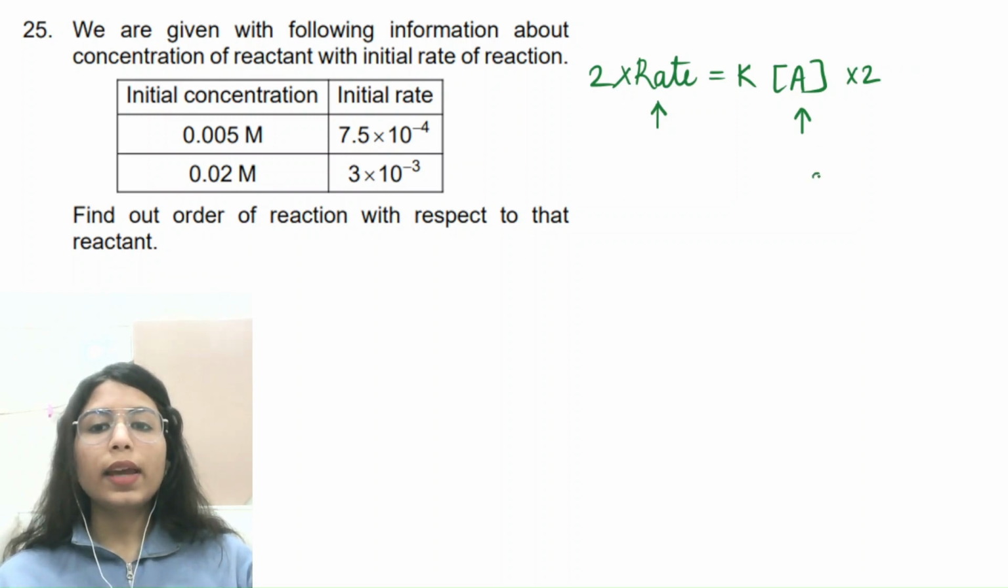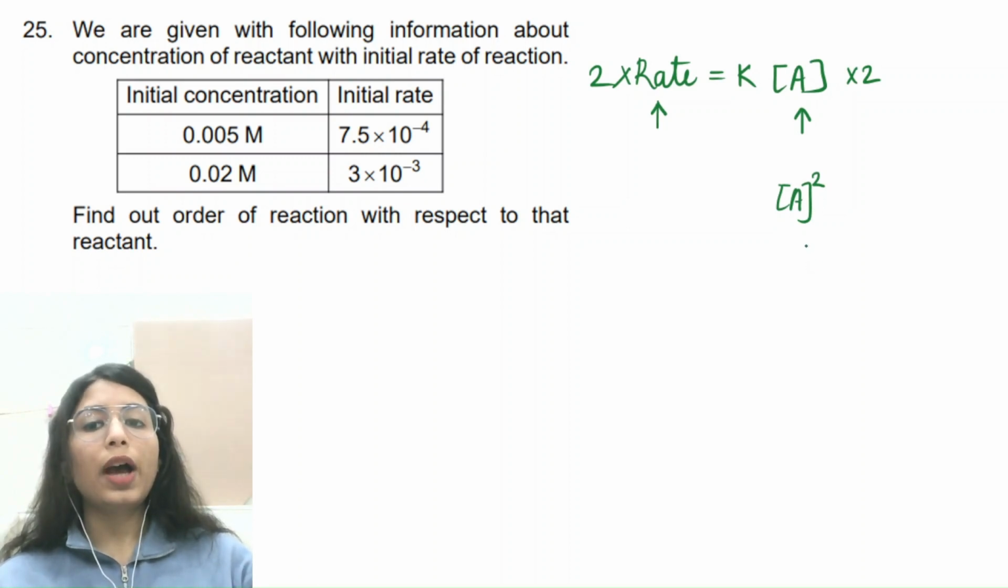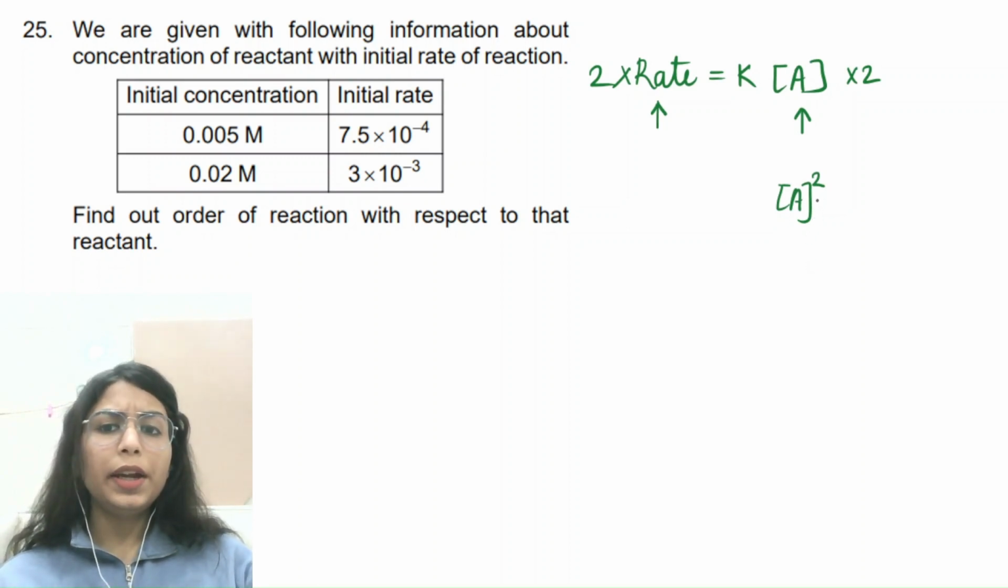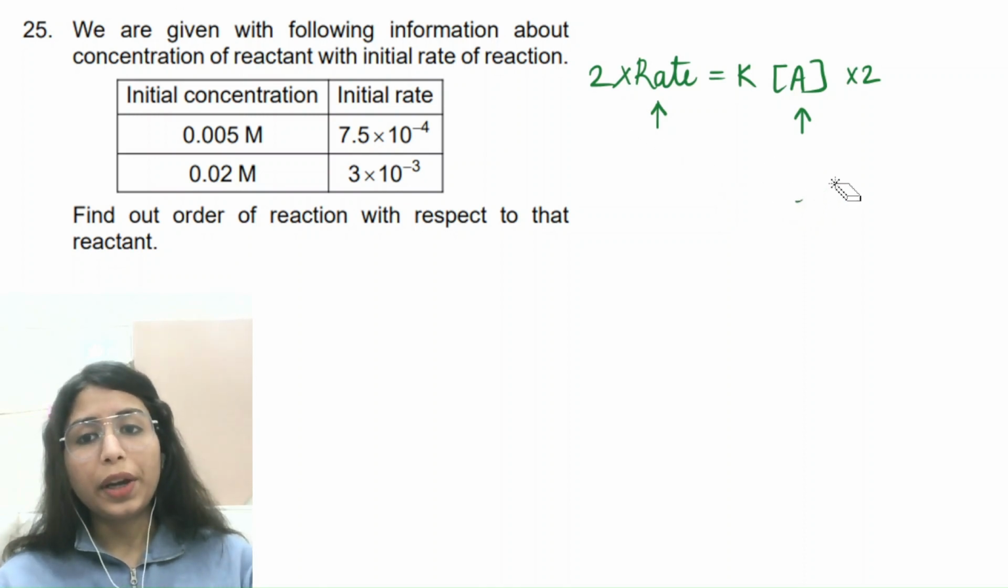Similarly, when it is A square, if it is a second order reaction, then in the case of second order reaction, how does it affect? The rate basically gets 4 times, right? And similarly, if it is 3, then it will get 8 times, right? So that's how you need to check the concentration and rate.